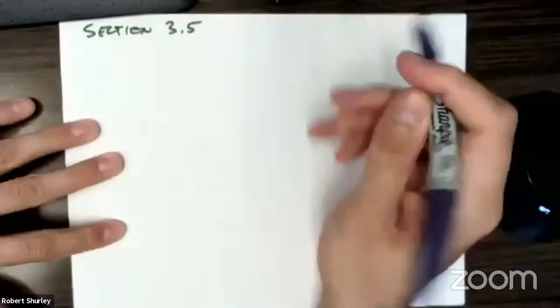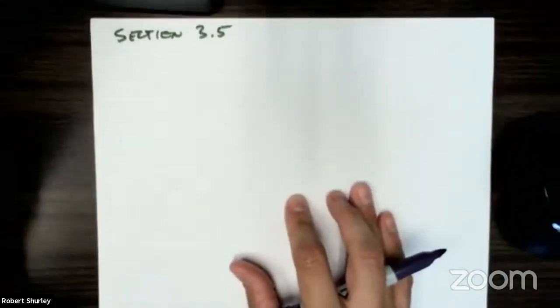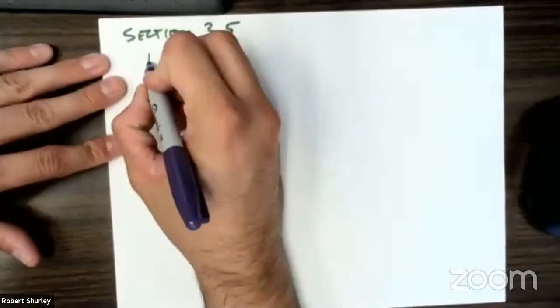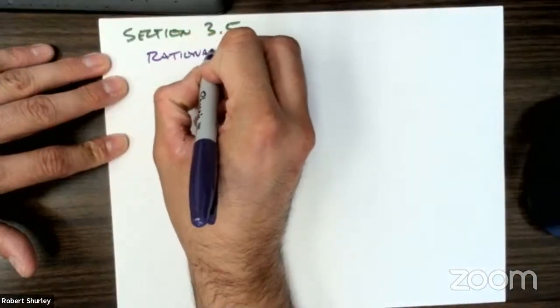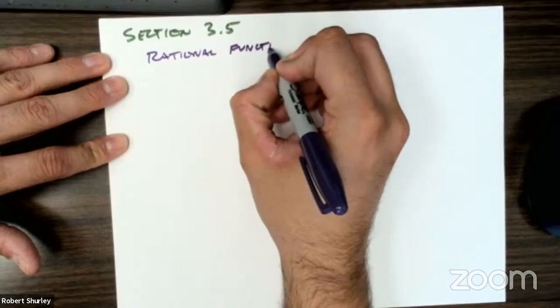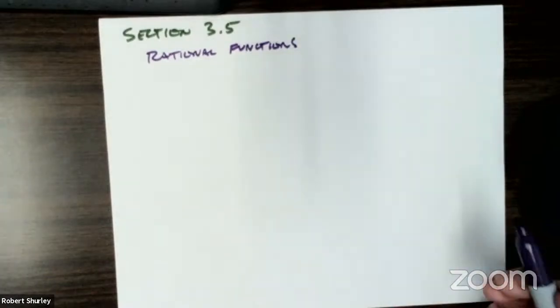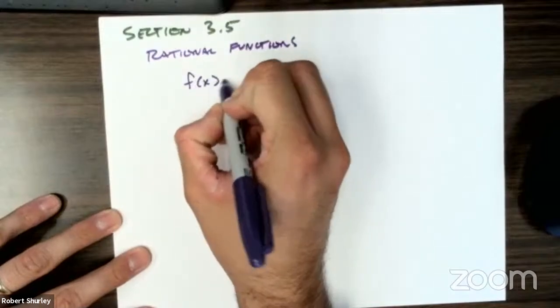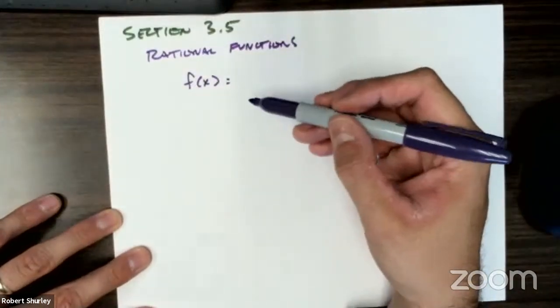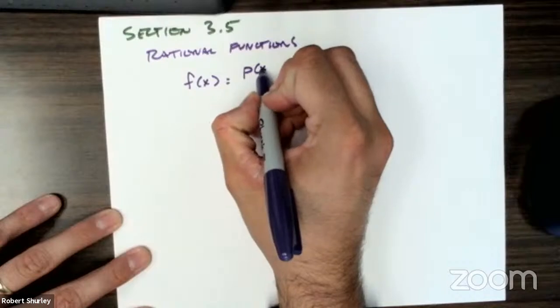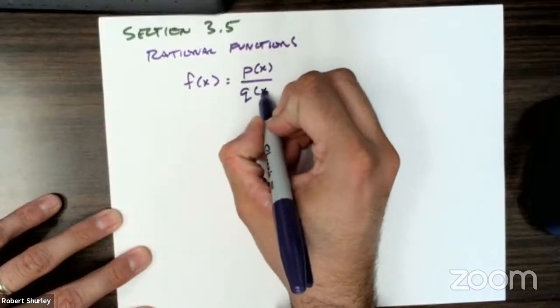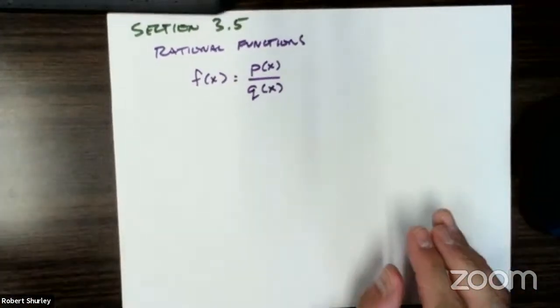So 3.5 is on the rational functions and their graphs. So let me get this kind of situated how I like it. Rational functions. So let's start there. A rational function is just any function written as a fraction. It's kind of the easiest way to think of it. Your book says it's a function with 2 functions, one on the top and bottom. So they say p of x over q of x, and you'll see that notation throughout the book.